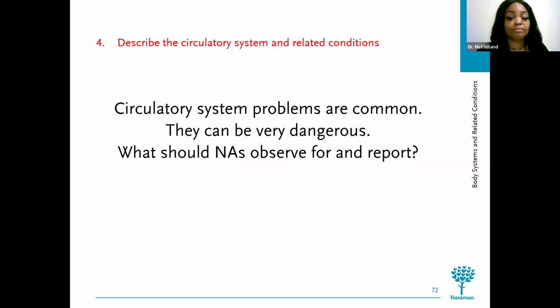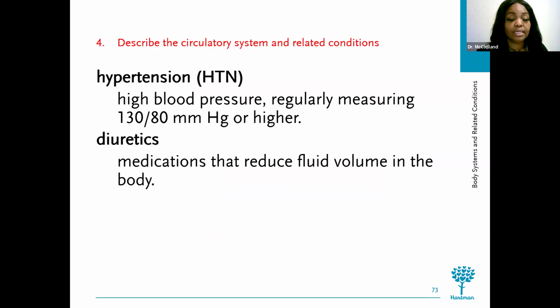Circulatory system problems are common. They can be very dangerous, and nurses need to be able to observe and report when there are problems that occur in our elderly. Hypertension is elevated blood pressure, okay? Regularly measuring 130 over 80 is high blood pressure. Your blood pressure is starting to be kind of high if it's 130 over 80.